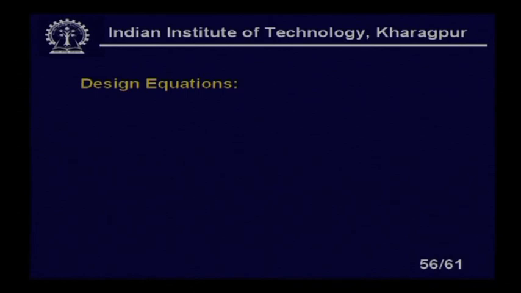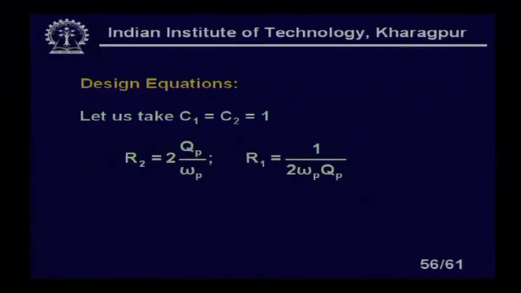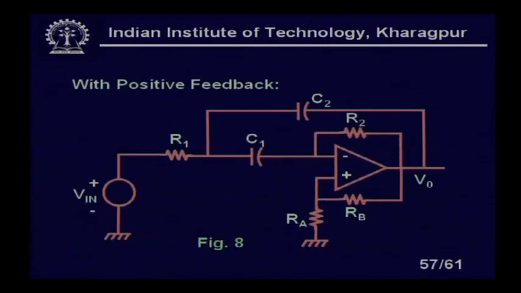Now, design equations. In the case of the simple negative feedback topology, or negative feedback without positive feedback, the circuit looks like this. Let us take C1 equal to C2 equal to 1 and R2 equal to 2 Qp by omega p, and R1 equal to 1 upon 2 omega p Qp. So, this is our circuit without positive feedback. You see that to make the circuit stable I do not need this positive feedback, this we have discussed when we discussed in general the enhanced negative feedback topology.